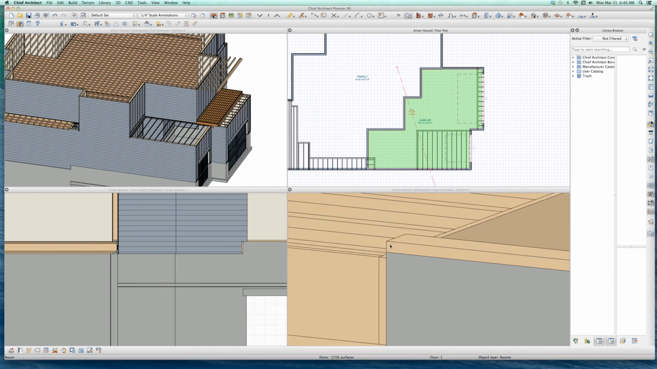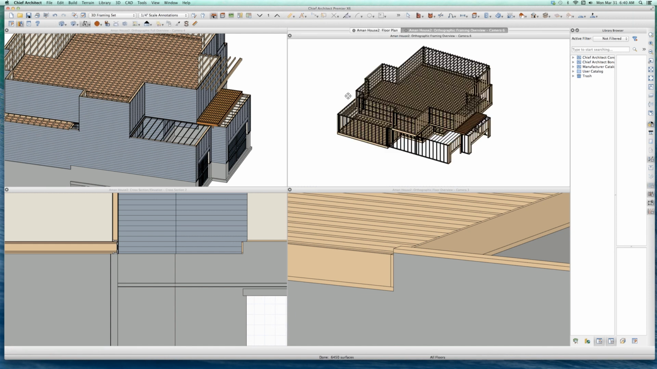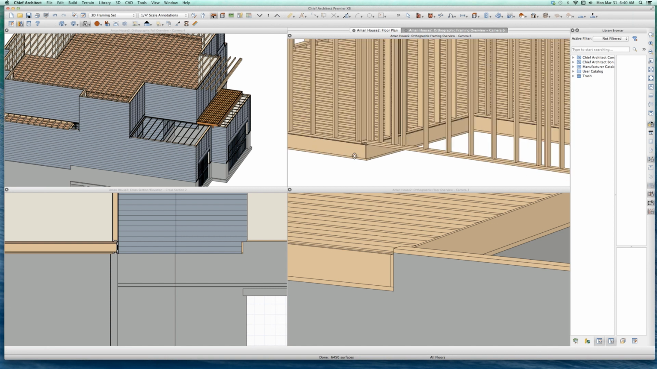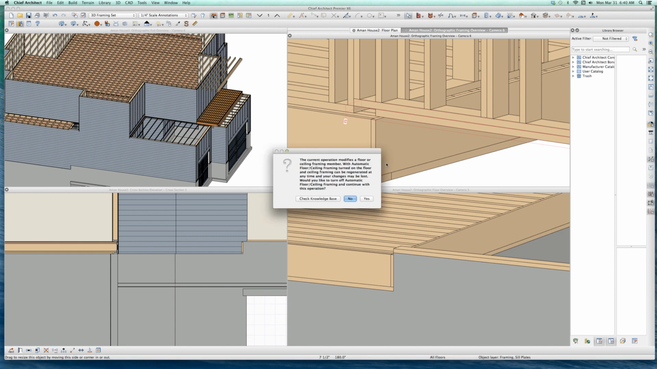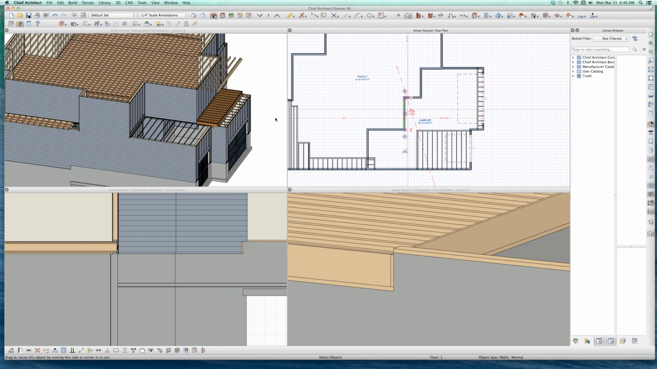Yep, see? Now if I was to do a framing overview, see, that sill plate on top of the stem wall is right in line with that wall right there, which is what I wanted to do. I don't know why I wanted to do it. I wanted to do it though. That's what I wanted to do.